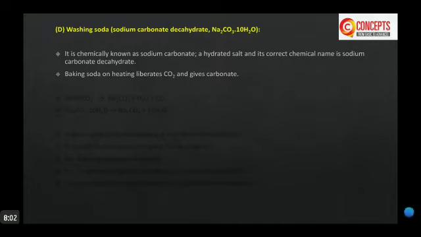Baking soda, on heating, liberates CO2 and gives carbonate. The reaction given below shows that it is being made through what? Through your baking soda. It is obtained from baking soda only. When baking soda decomposes, it gives Na2CO3, that is sodium carbonate, and water plus carbon dioxide. And when you add water to it, it gives you sodium carbonate decahydrate. That is your washing soda.